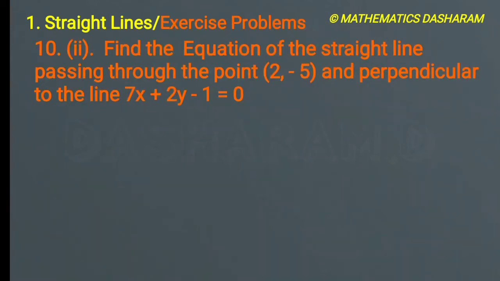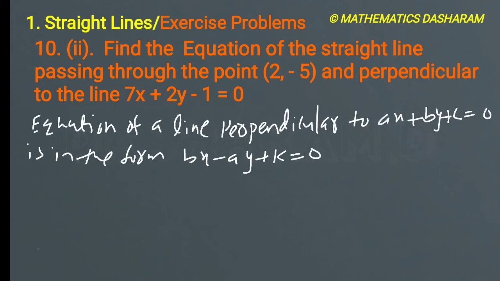The second question is, find the equation of the straight line passing through the point 2 comma minus 5 and perpendicular to the line 7x plus 2y minus 1 equals 0. So the equation of a line perpendicular to ax plus by plus c equals 0 is in the form of bx minus ay plus k equals 0. So that means here b value is 2, a value is 7. So 2x minus 7y and constant number k equals 0.